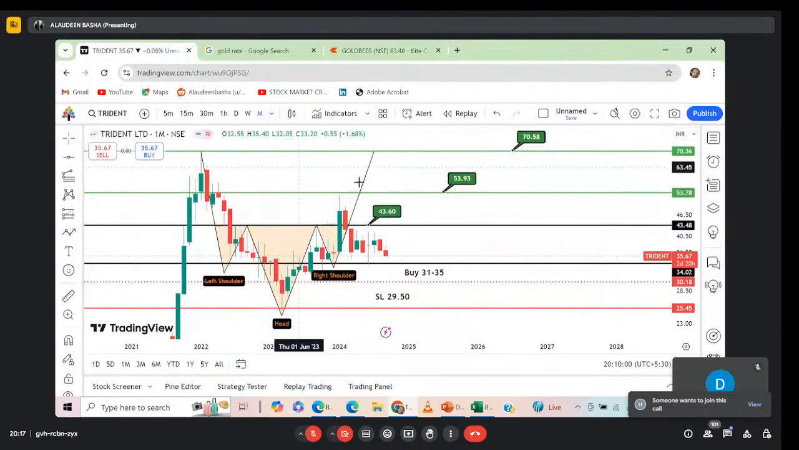At the monthly candle, guys, if you want, you just mark it. The buying opportunity is 31 to 35. Now it's a buying range only. Stop loss is 29.50 at monthly. Target is 43, 53, 70. This is the first multi-bagger stock.